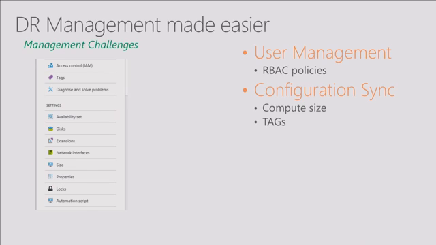Okay. So the first thing we have started to do is around user management and configuration sync. You would have set up some RBAC rules and policies to make sure that the applications are still restricted to the folks who need access. We will replicate that, and the virtual machines which are coming up in the replicated environment also follow the same RBAC policies. Configuration syncs: if I change my compute size, or add some tags, we will replicate that. And these are just examples, not the exhaustive list.